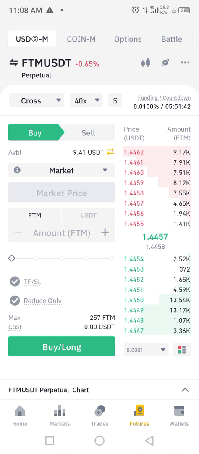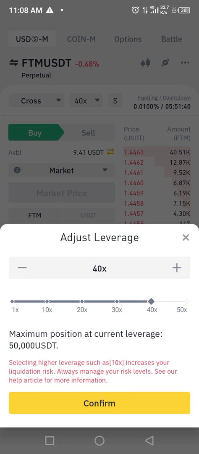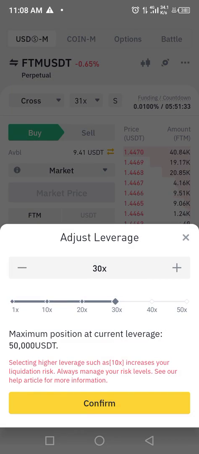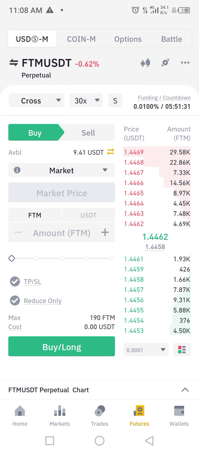Do you understand? And also, let me say I use maybe 30x. Then click on confirm. Then I use 30x. So what you need to understand also, this is the available USDT that I have. Look at it. This is available USDT. I have 9.4 USDT in my futures account.